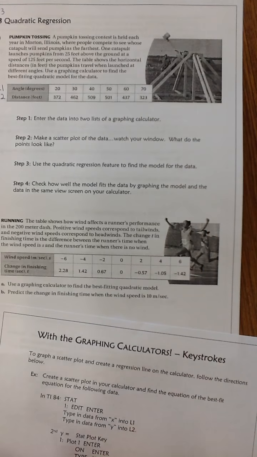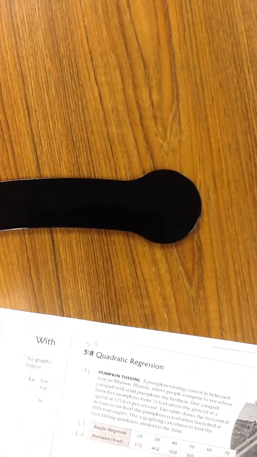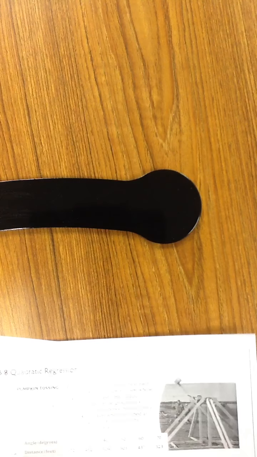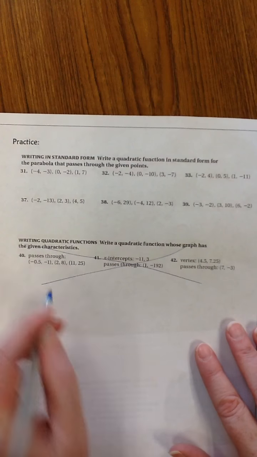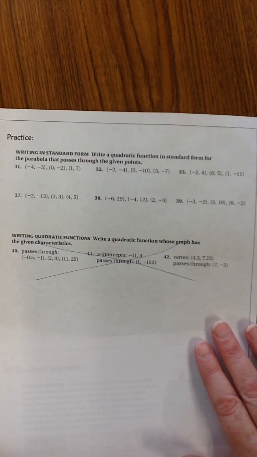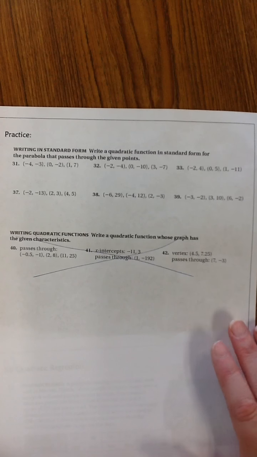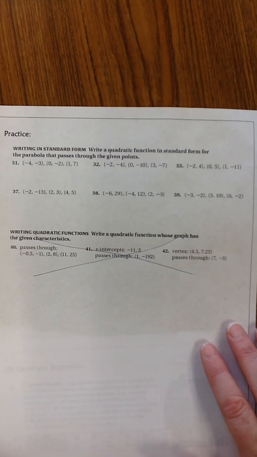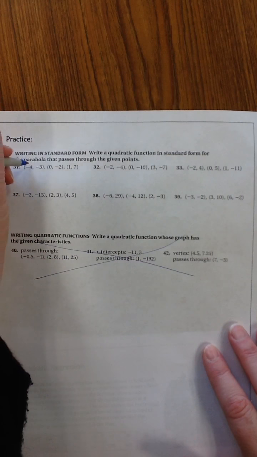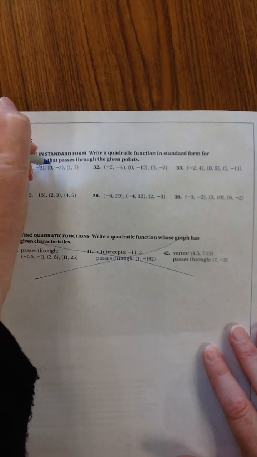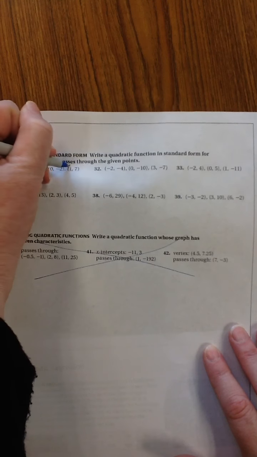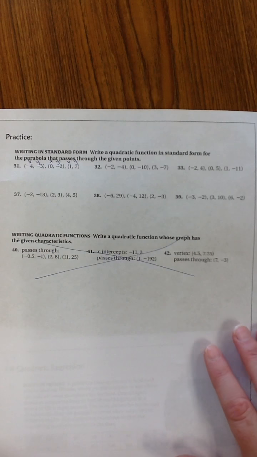Now on the last page, it doesn't look like we could use this, but you really can. So you're not going to do those problems; the sub shouldn't assign those. But you should be able to look at 31 through 39. The way you can do this using quadratic regression is, we've got 3 points: x, y, x, y, x, y. Put all the x's in L1, put all the y's in L2.